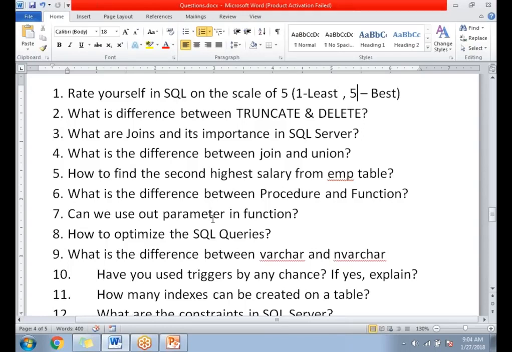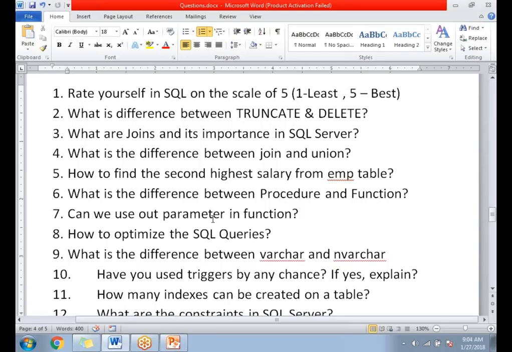And next one, what is the difference between varchar and nvarchar? It is a data type related question, but yes, you need to answer. Nvarchar is multilingual, varchar is single language related. There are many other differences, you can go with it.